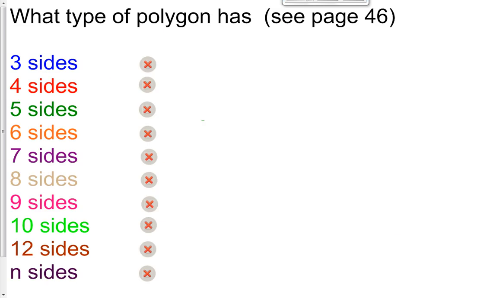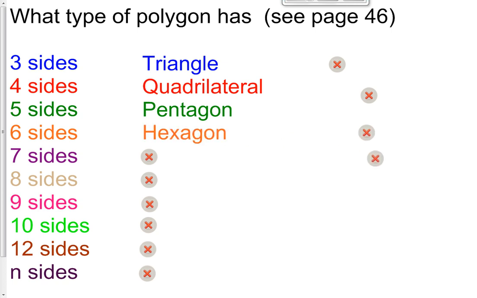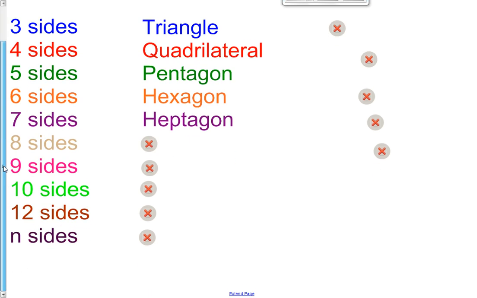So let's quickly talk about the names of polygons. I'm sure you guys have most of these memorized. You probably knew many of these at a very young age. A three-sided figure is called a triangle. A four-sided figure, many people call these rectangles or squares, which are all types of four-sided figures, but the broad term is quadrilaterals. Five-sided polygons are called pentagons. A hexagon is a six-sided figure. A seven-sided polygon is a heptagon. Eight sides is our octagon.